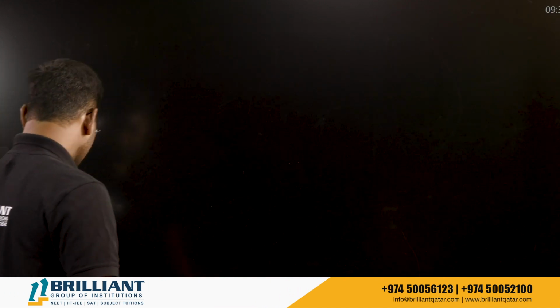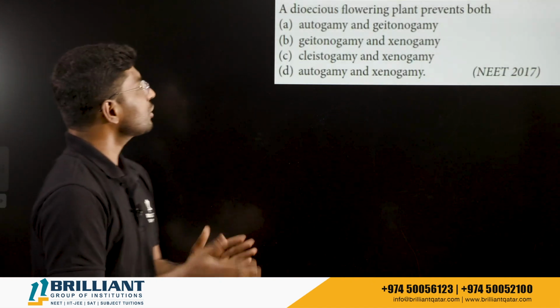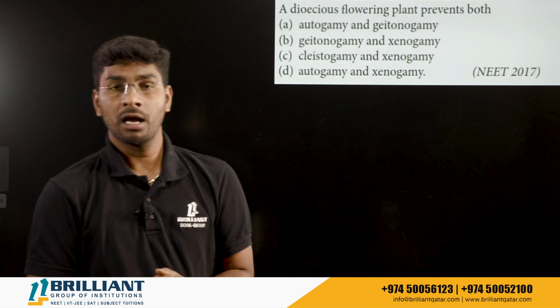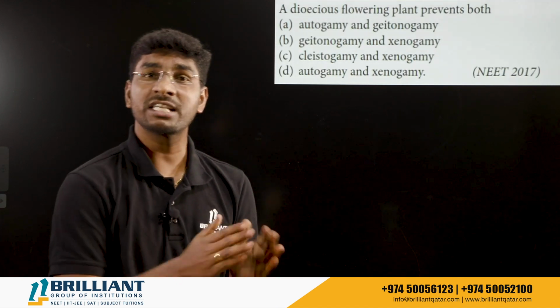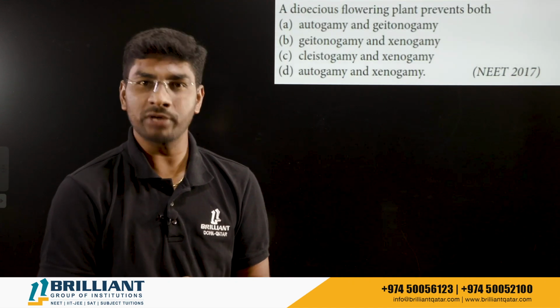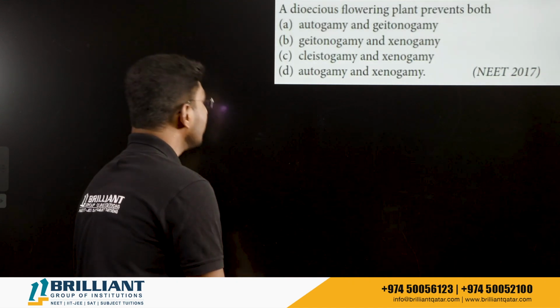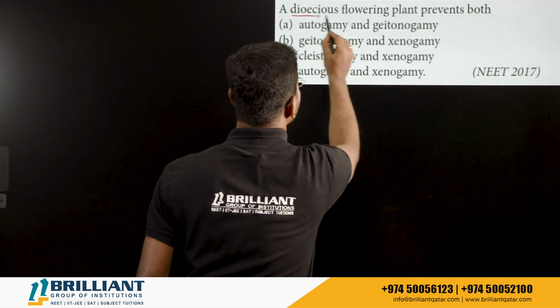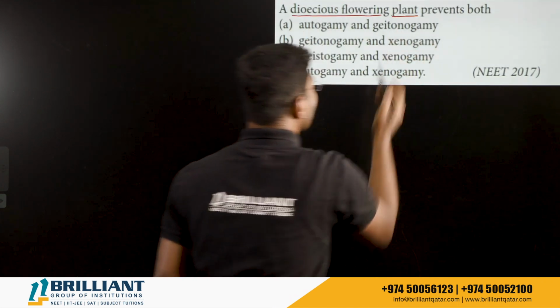This question says, a dioecious flowering plant prevents both. This question is from the chapter called Sexual Reproduction in Flowering Plants, the second chapter from 12th grade, right? Look at here. We need to understand first what is the meaning of dioecious flowering plant, they're asking.